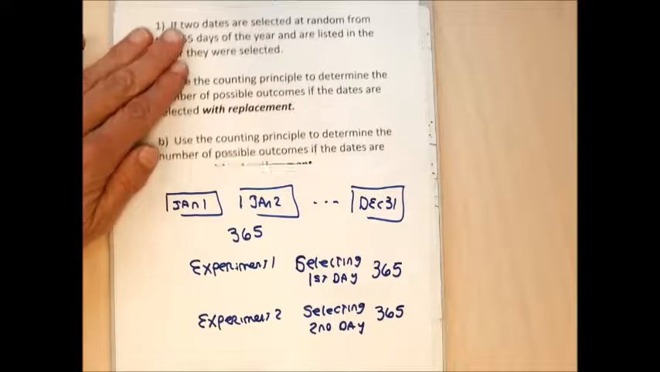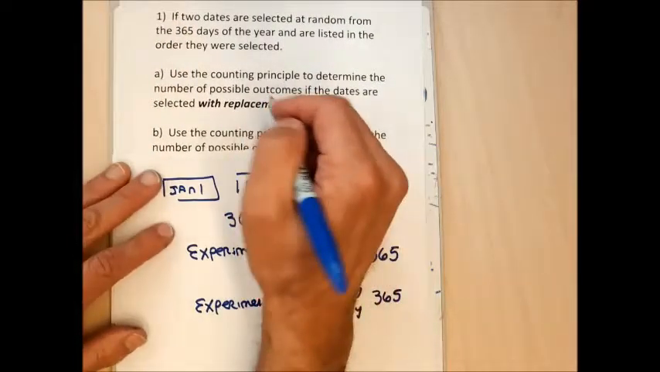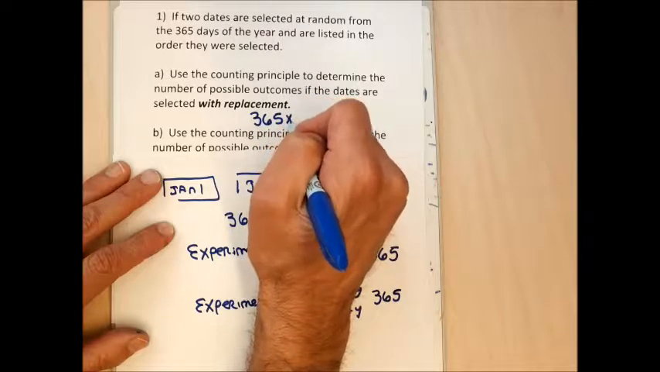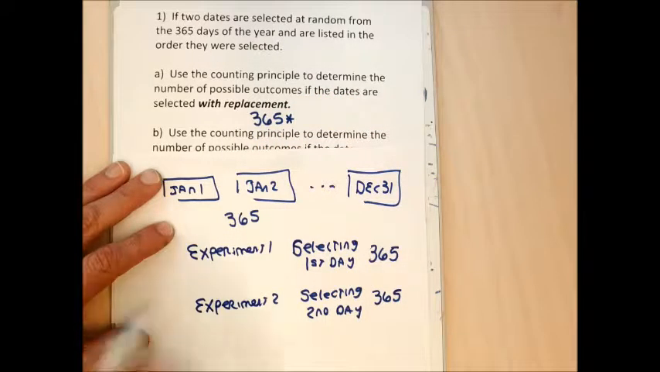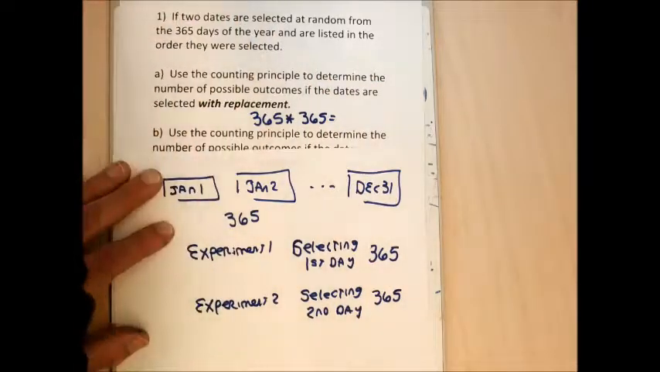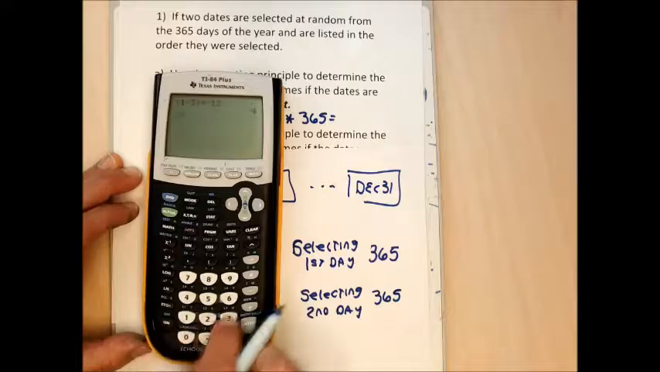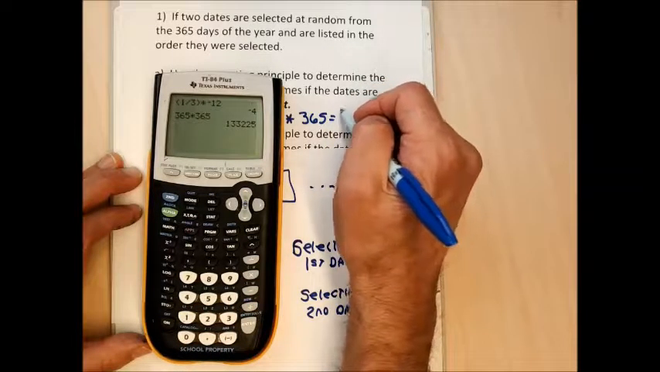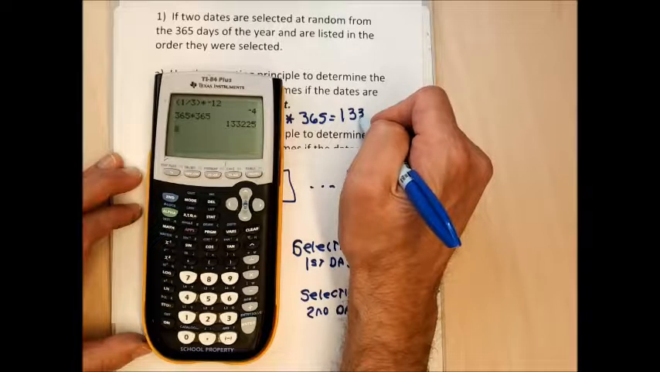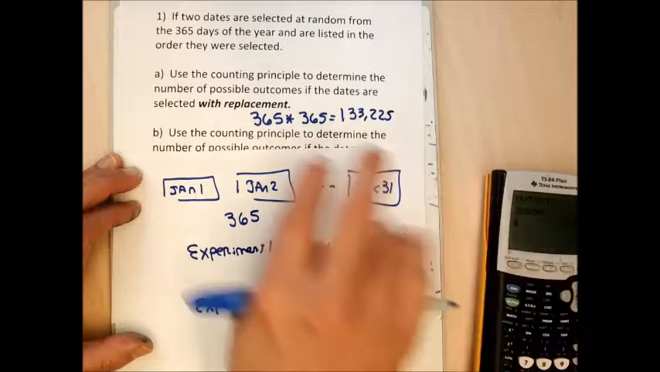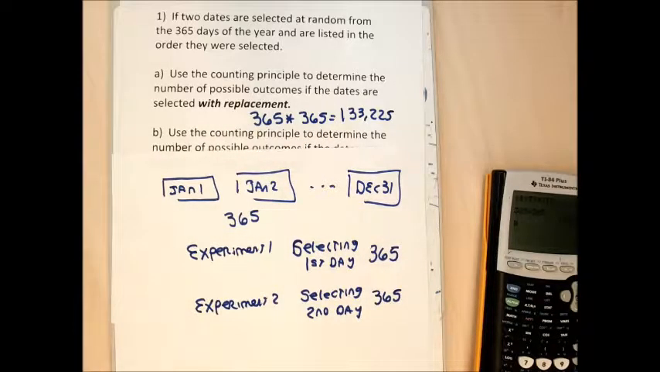So the number of possible outcomes here would be 365 ways the first experiment can be performed, or outcomes from the first experiment, times the 365 possible outcomes from the second experiment. And when I multiply these together, 365 times 365, I get 133,225 different possible outcomes of selecting 2 dates if I put the first date back.